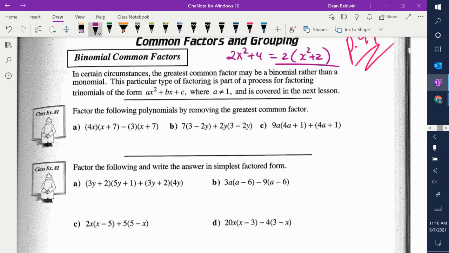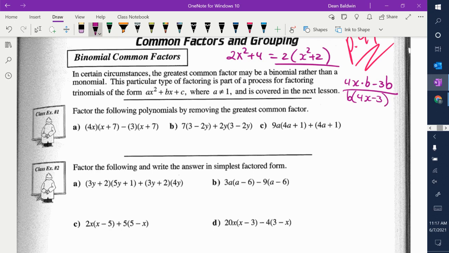So we have 4x times x plus 7 minus 3 times x plus 7. What's the common factor? If I wrote this, what's the common factor in here? It's b, right? B is there and b is there. So I could pull out a b and be left with 4x minus 3. Does everybody see that now?